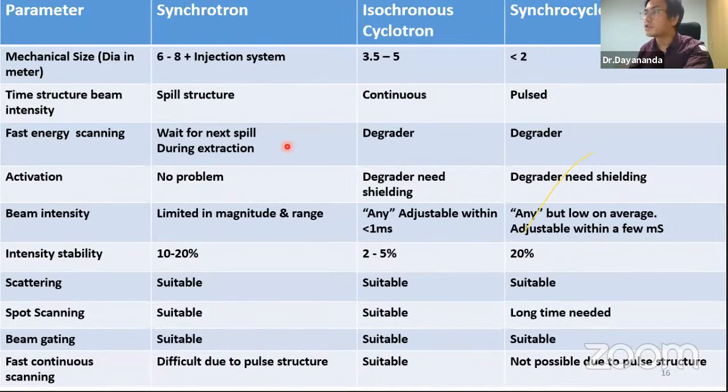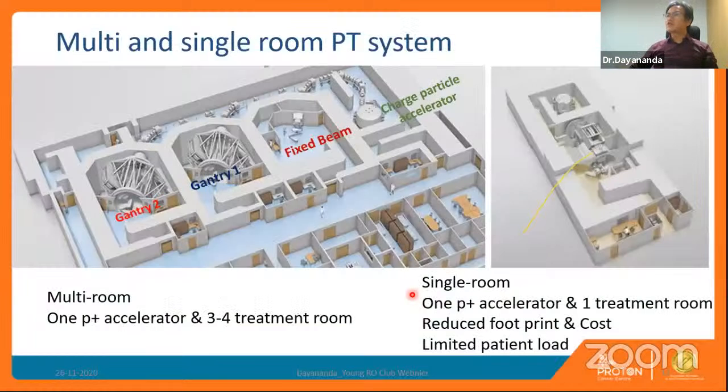I will not go into the technical details, because it is going to take a lot of time. So there are two ways of delivering protons. One is called a multi-room solution, wherein you have an accelerator, which is a cyclotron in this example, which produces the proton beam, and that is supplied to the various treatment rooms. This is called a multi-room system. Here in this case, we have two treatment rooms, a gantry room and one fixed room.